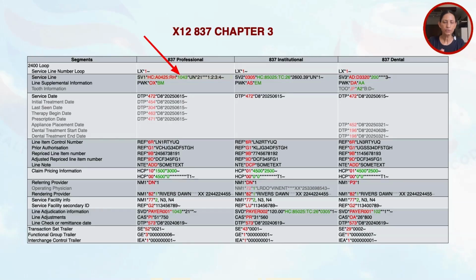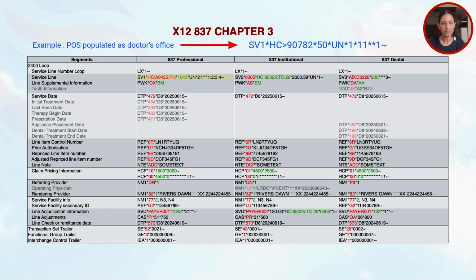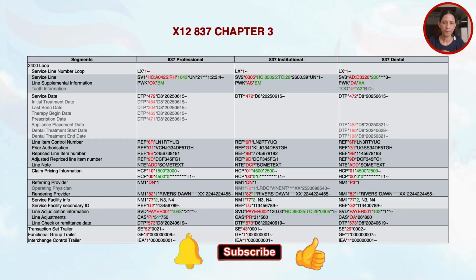Then SV102 carries the line item charge. SV103 has the measurement codes. The measurement codes can be MJ for minutes and UN for units. SV104 has the actual unit count. SV105 has the place of service. We have already seen the various place of service codes when we did the CLM05 segment in Chapter 2. You can please refer to the list of codes from there.